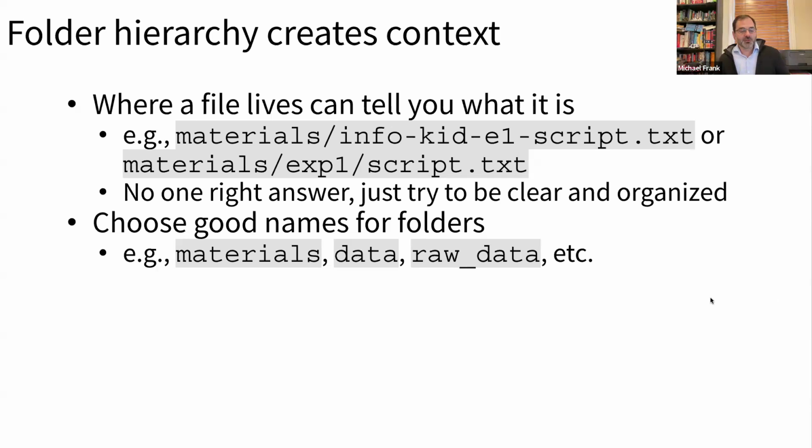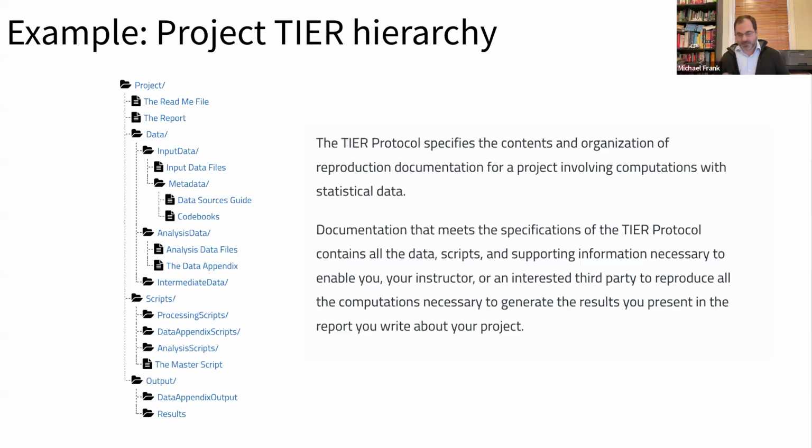So some people feel so strongly about this folder hierarchy that they have a very specific system for folder hierarchies. This is the project tier hierarchy. So the tier protocol is this specific protocol for psychological research and the folders. They have folders called data, input data, metadata, analysis data, intermediate data, scripts, output, and so forth. I think this is a very organized, very clear way to put together your folders. It doesn't work for every project I work on, and I also don't love writing things in caps like this, but I think this is a totally reasonable standard that you can follow.